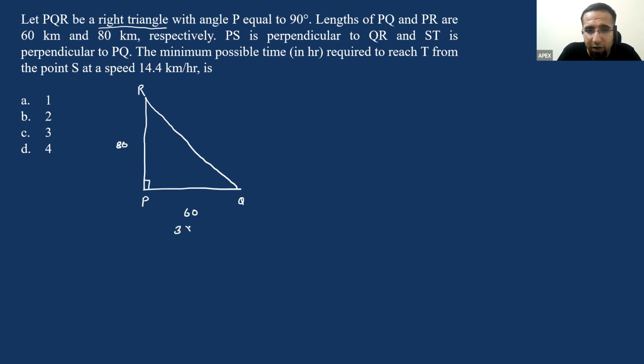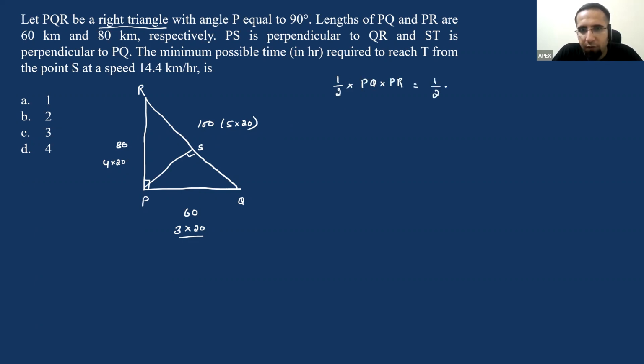So this is 3 into 20. We are applying Pythagorean triplets here. And this is 4 into 20 here. So the hypotenuse becomes 100, which is nothing but 5 into 20. Clear? Now PS is perpendicular to QR. So I'm dropping a perpendicular from P to QR. Now if I drop a perpendicular, you need to understand that PS, by applying the area concept, the area of the triangle is half into PQ into PR.